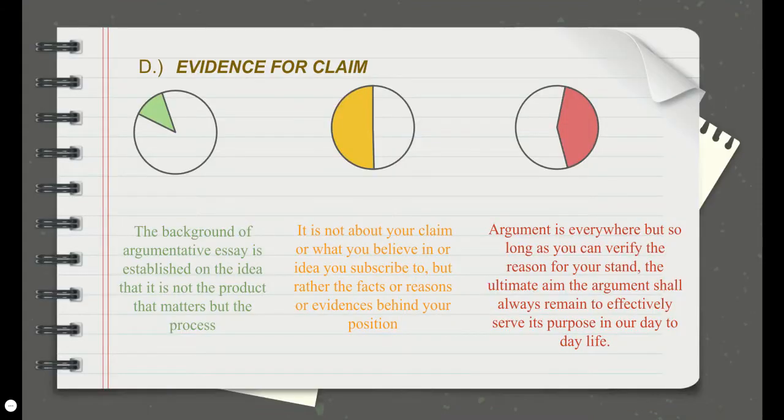Evidence for claim. The background of an argumentative essay is established on the idea that it is not the product that matters, but the process. It is not about your claim or what you believe in or the idea you subscribe to, but rather the facts or reasons or evidences behind your position. Argument is everywhere, but so long as you can verify the reason for your stand, the ultimate aim of the argument shall always remain to effectively serve its purpose in our day-to-day life.